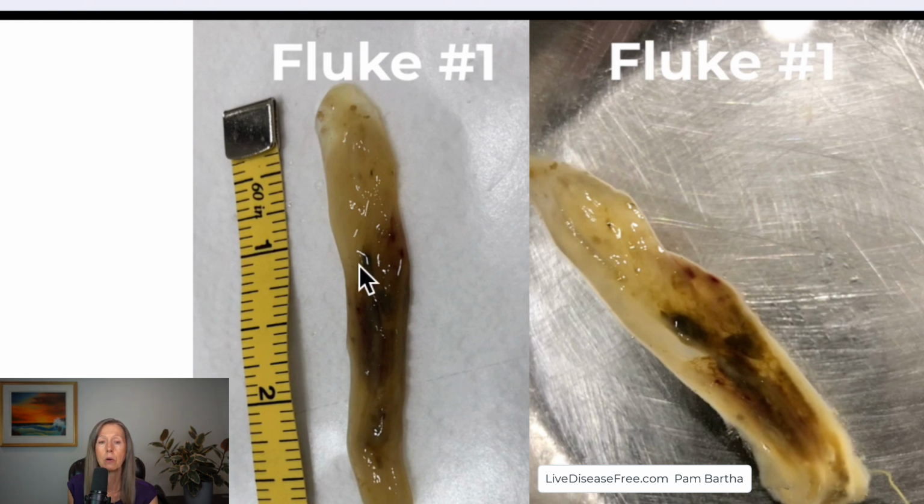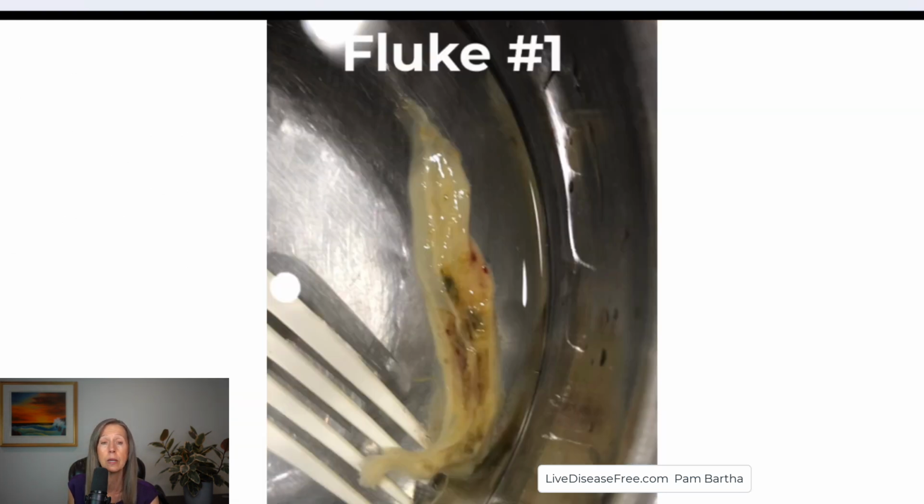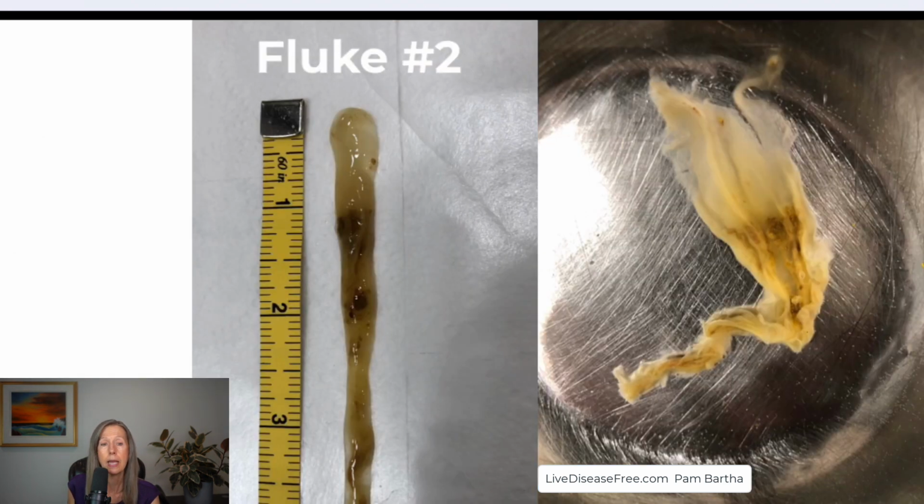So this is the same fluke, and this is the same fluke on the other end of it, the bottom side of it. Really nasty. This one is quite intact still. And again, it really depends on when the students send me the pictures, when the parasite died, and how long it was sitting in the body before they flushed it out. Okay, and this one is fluke number 2. So you can see what they look like out of the water.